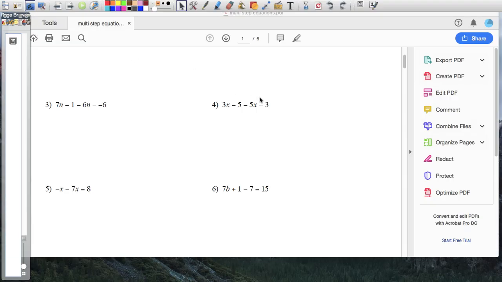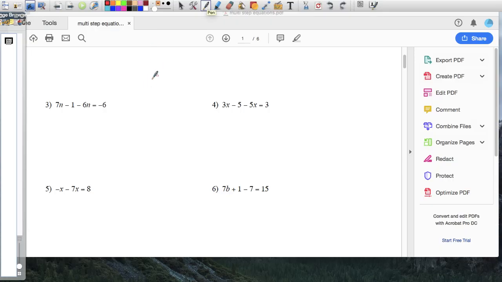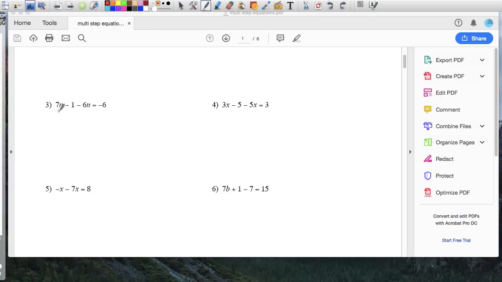Day 2. So first question is 3. 7n and negative 6n can combine, so if I rewrite this, I can write it like this. 7n minus 6n is just n, and then I get minus 1 equals negative 6.